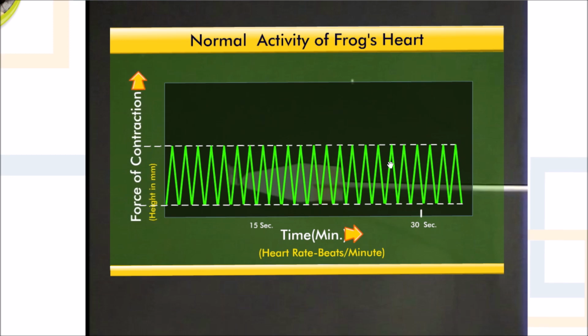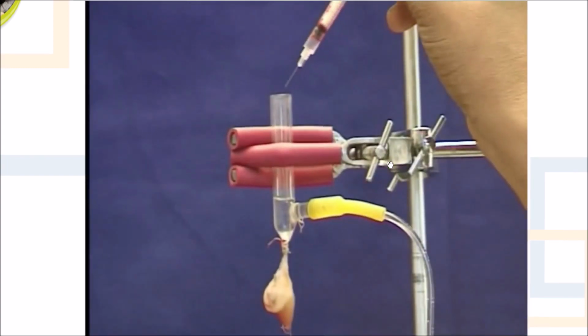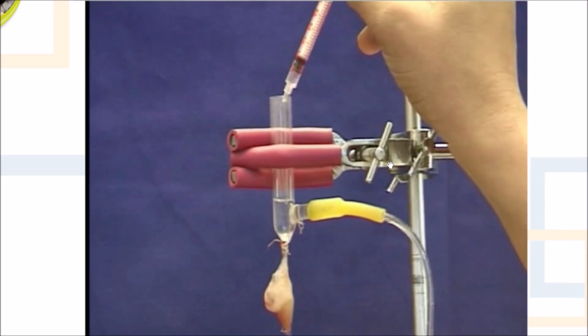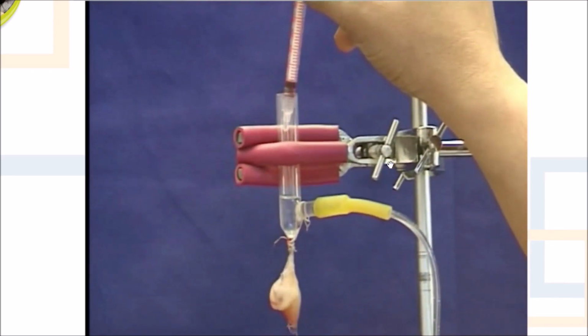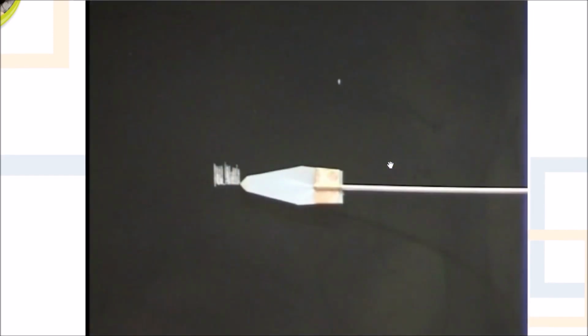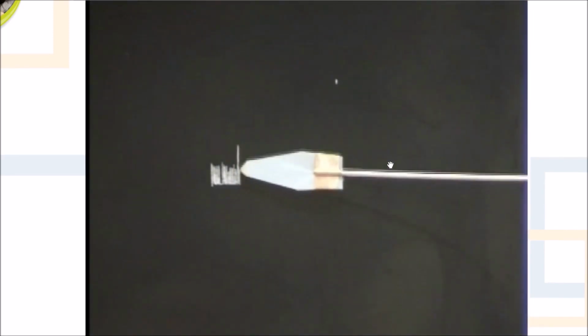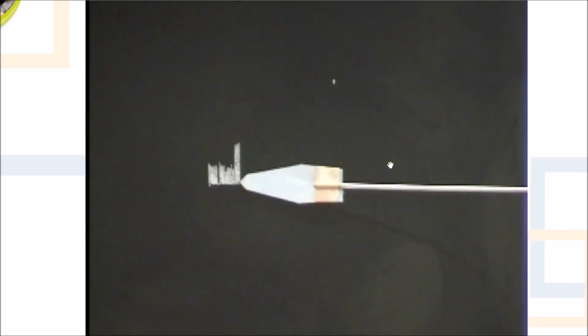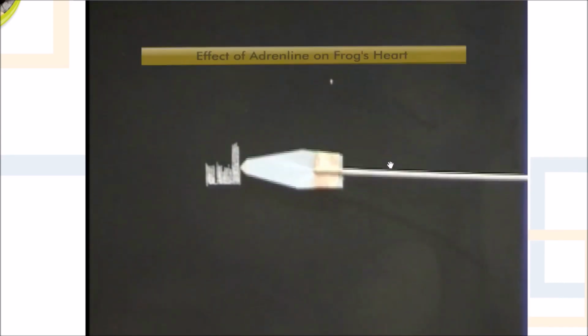You can see that all the peaks in the tracings are of same height and at same distance. This means contractions are rhythmic and with normal tone. Stop the drum, inject 0.1 ml of adrenaline solution in the cannula, start the drum immediately and record the response of heart on the smoked paper for 1 minute.